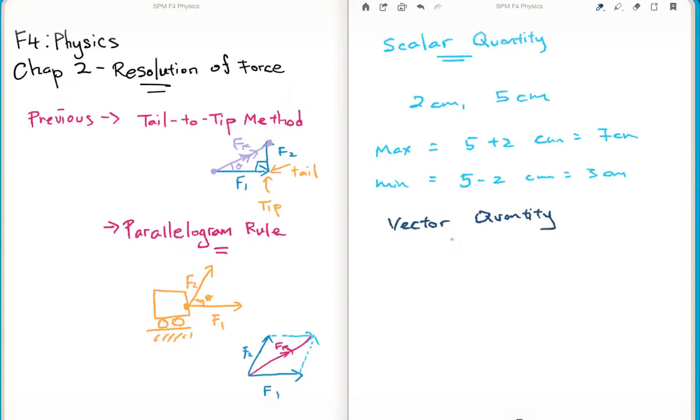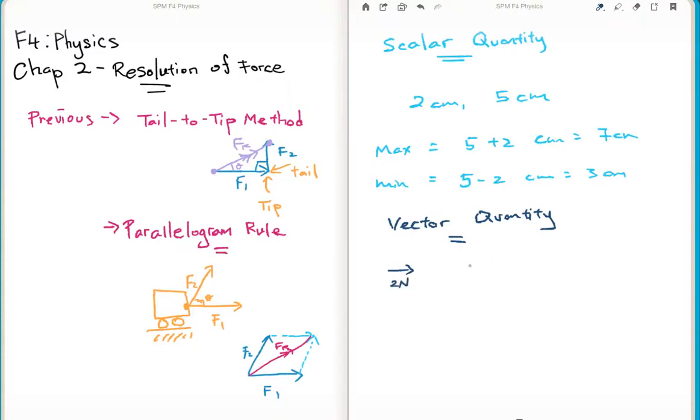You have direction. Now, for vector quantity, say for example, now I don't want to use length, I want to use force. In force, in order to represent it in a diagram, you use an arrow. I want it to be horizontal only. I have a force to the right, 2 Newton.